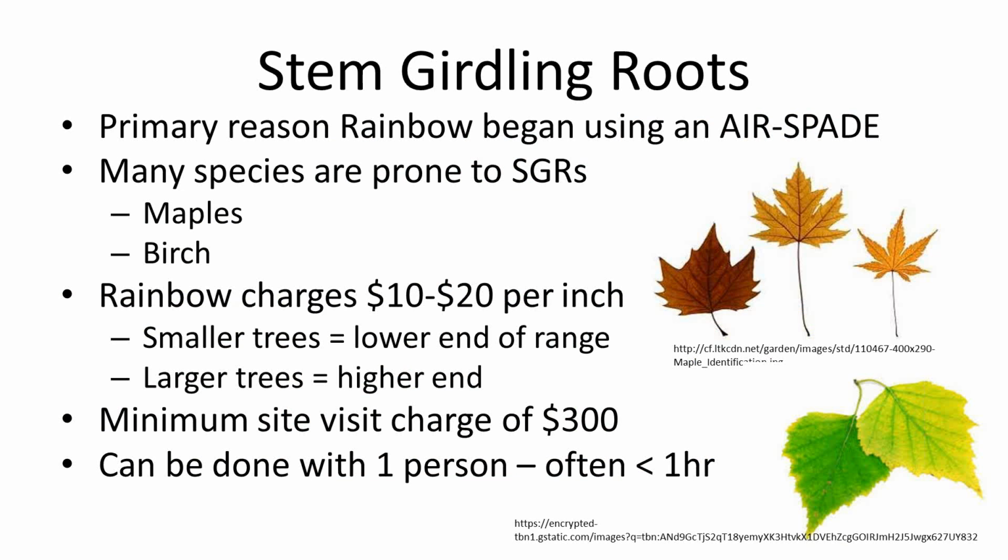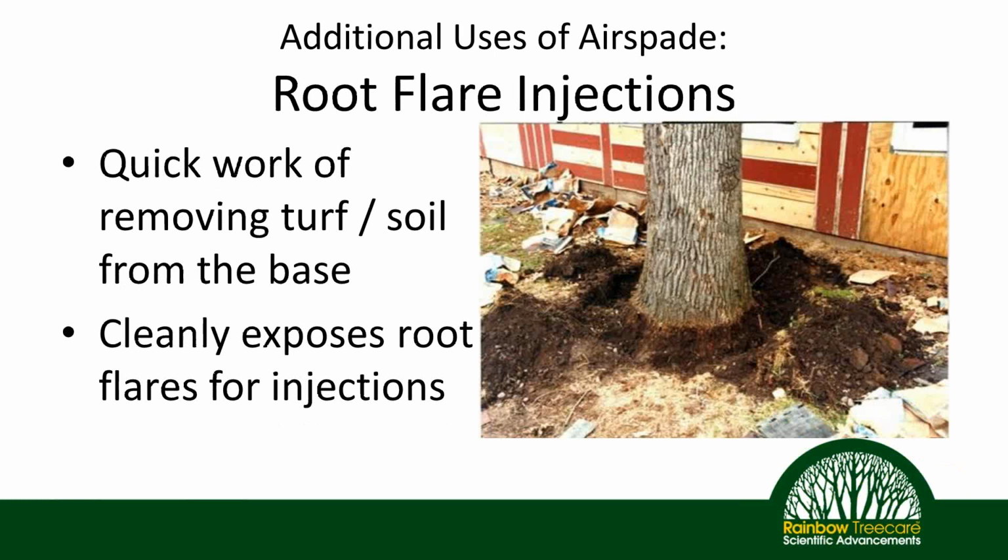And from a practical standpoint, the way Rainbow works this is charging between $10 and $20 per inch of diameter. Smaller trees would be on the lower range, larger trees would be in the higher range, and then having a minimum charge for the site visit. And again, it's always best to have at least 2 people on site, but this is something that one person can go out and do all day and be very profitable at. So again, finding other uses for your Airspade once you've purchased it can be something that really is a return on your investment.